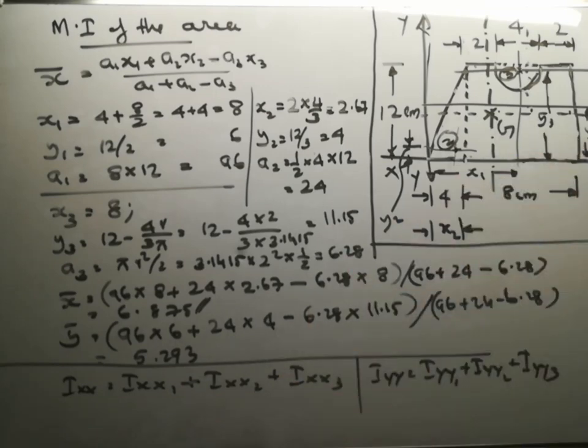In this case, Ixx3 is to be subtracted. Why? Because it is an opening. That semicircular portion is not there, therefore this must be minus, and here also it must be minus. So Ixx is equal to Ixx1 plus Ixx2 minus Ixx3, and Iyy is equal to Iyy1 plus Iyy2 minus Iyy3. That will be the equation of centroidal moment of inertia.